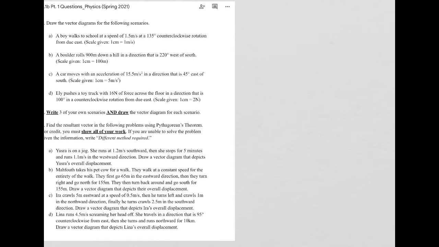Number 2 asked you to write 3 of your own scenarios and draw the vector diagrams for each scenario, so I can't really go over that one. Number 3 said to find the resultant vector in the following problems using Pythagorean's theorem. For credit, you must show all of your work. If you are unable to solve the problem with the given information, write different method required.